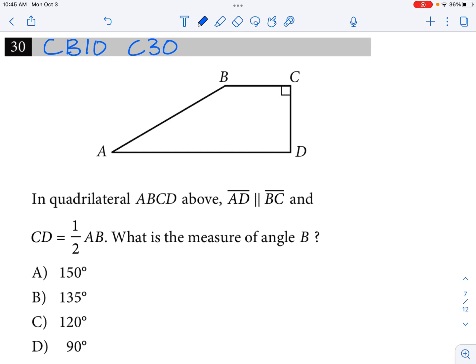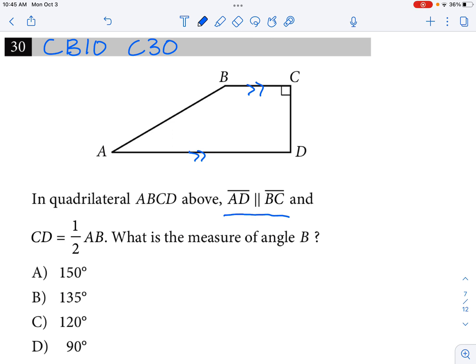College Board 10, calculator allowed, number 30. It says we have a quadrilateral ABCD. Actually, it looks like it's more of a trapezoid because we have that AD is parallel to BC. And we also know that CD equals 1/2 AB, and we're supposed to find the measure of angle B.